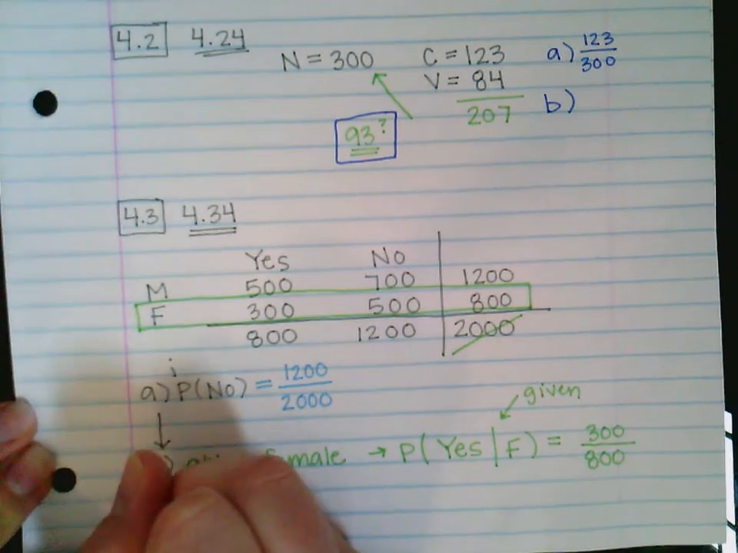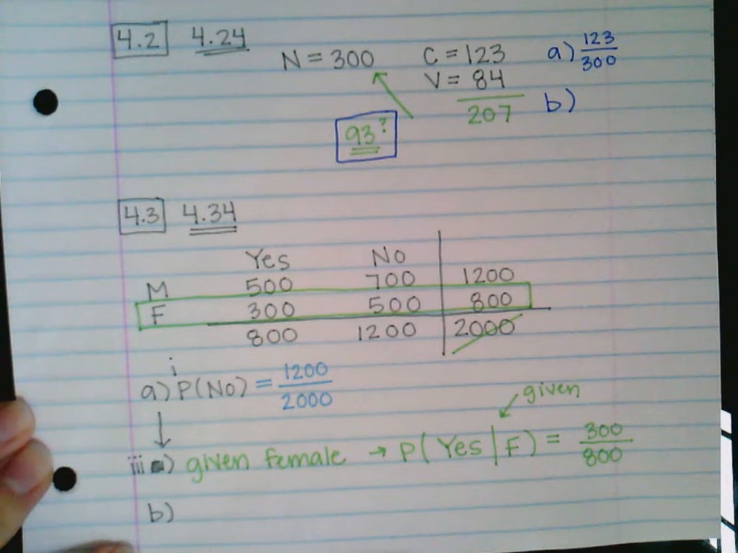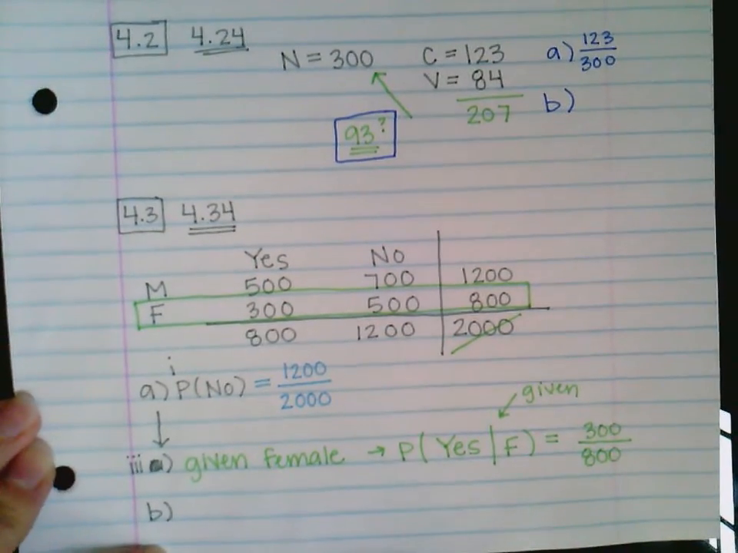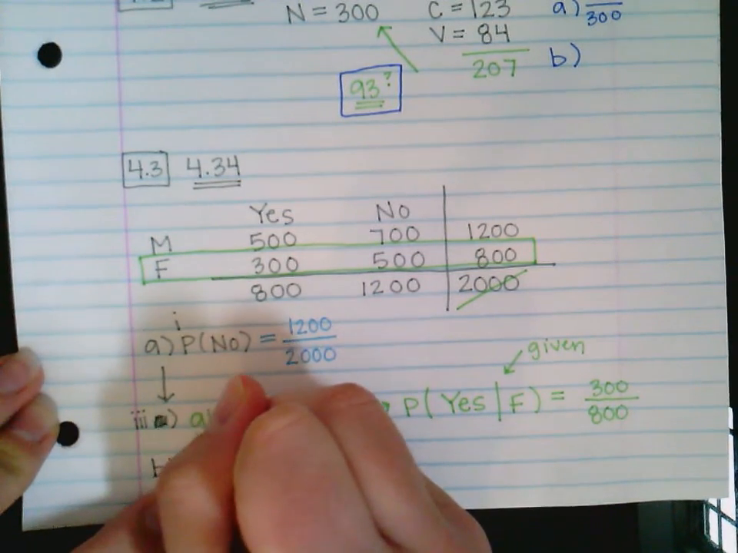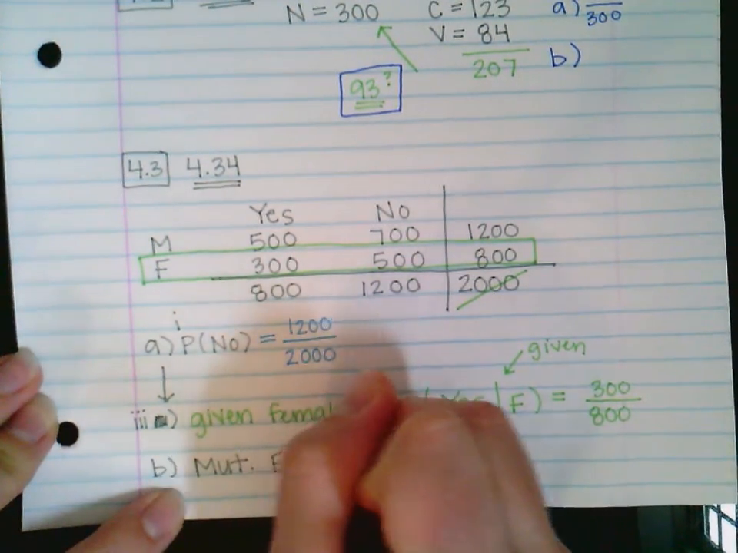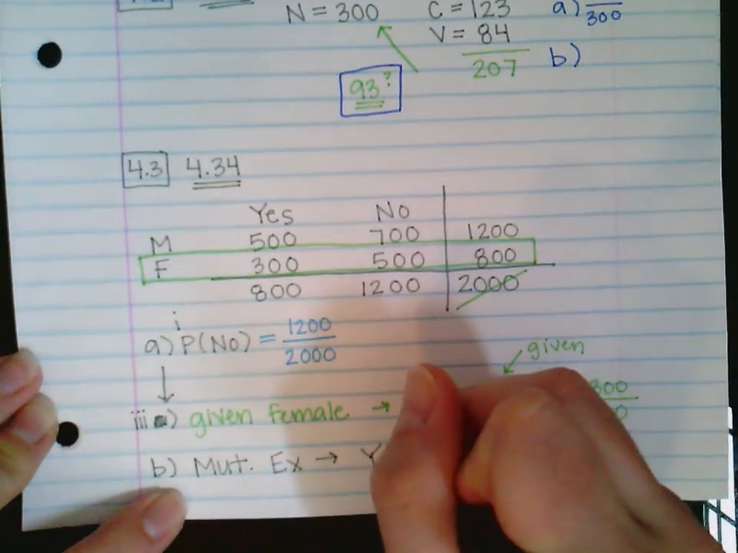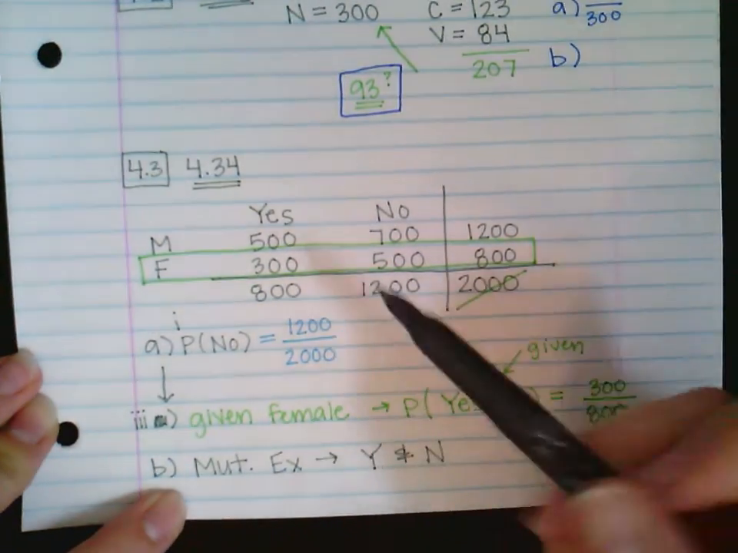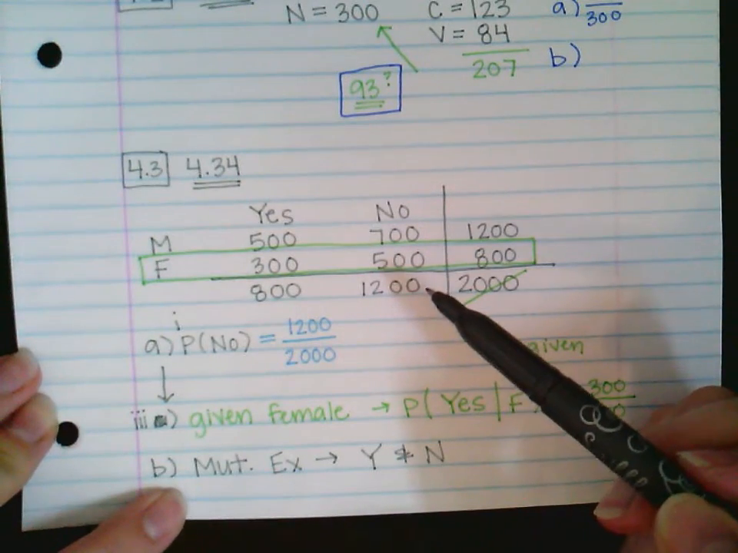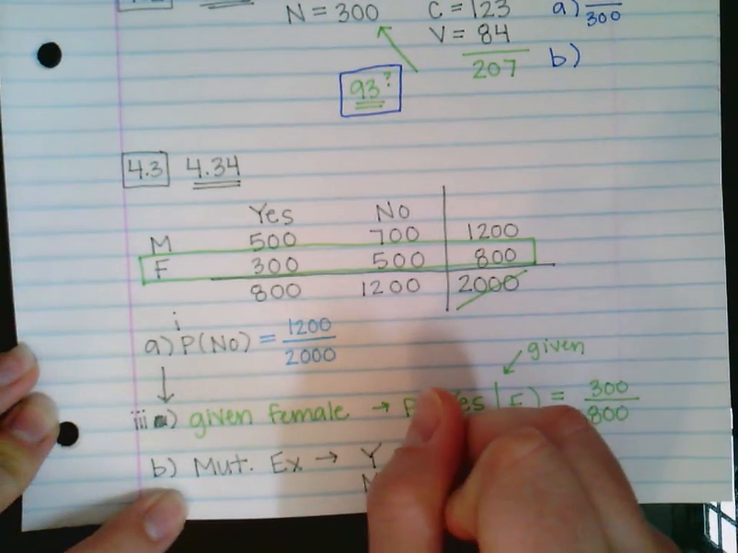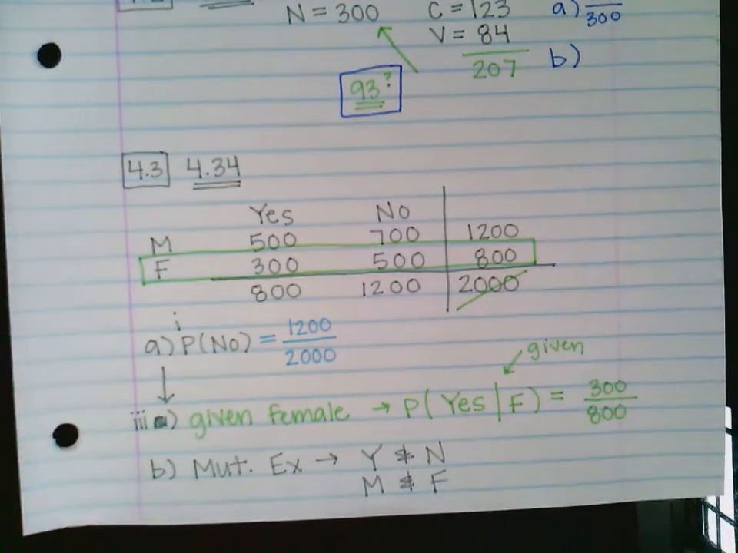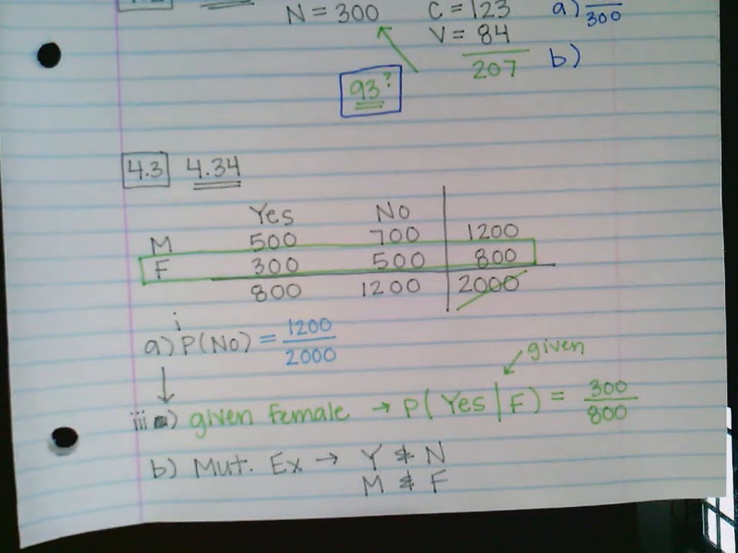On part B, it's asking about mutually exclusive. So mutually exclusive means they don't have any outcomes in common, and that's anything that doesn't have any overlap. So if an event is mutually exclusive, either we're looking at yes and no, because you can't answer both yes and no. Okay, there's nothing in common between those two columns. Or male and female would also be mutually exclusive in this data.